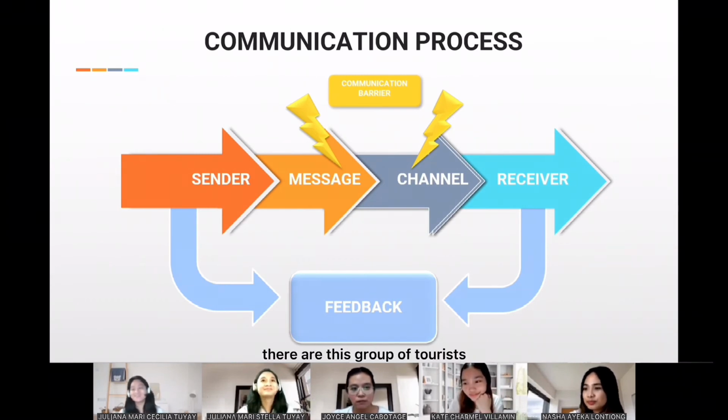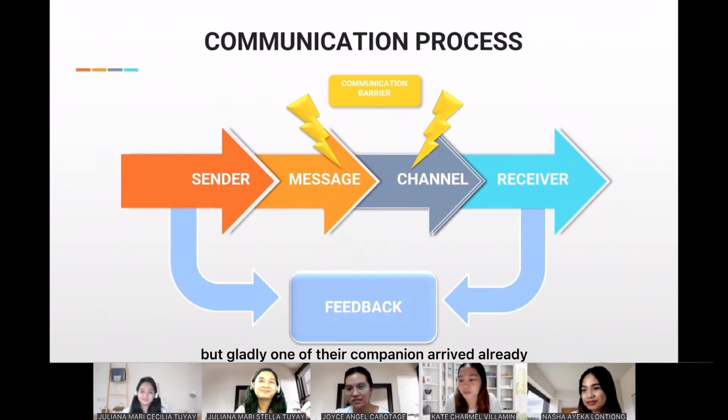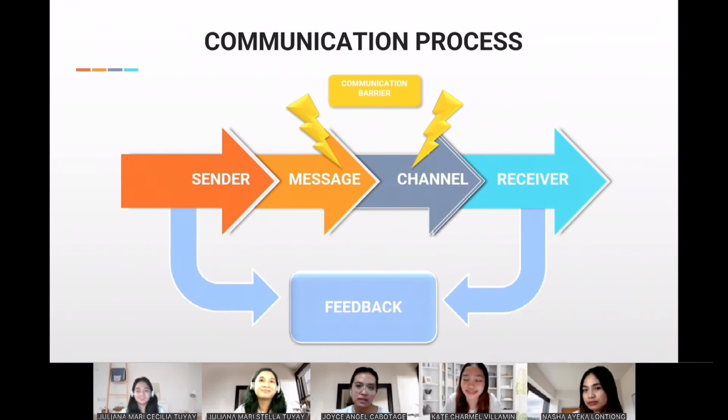There was this group of tourists who can't speak English. I think they got separated from their group and they tried asking me something but I couldn't understand because they were speaking in Korean. I do watch K-dramas but I only know basic words. So we really had a hard time communicating with each other, but gladly one of their companions arrived already. So that is one of the examples of how language can affect effective communication.